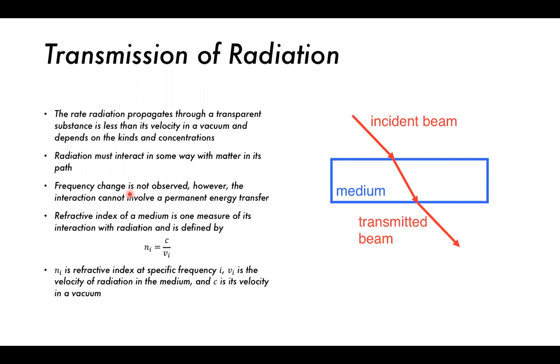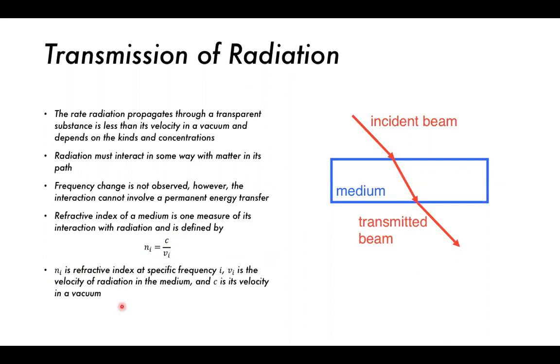Frequency change is not observed. However, the interaction cannot involve a permanent energy transfer. The refractive index of a medium is one measure of its interaction with radiation and is defined as so, where n is the refractive index at a specific frequency i, which is equal to c, the speed of light. So that's 3.0 times 10 to the 8 meters per second, or 3.0 times 10 to the 10 centimeters per second. And then v is going to be the velocity of the radiation in the medium.